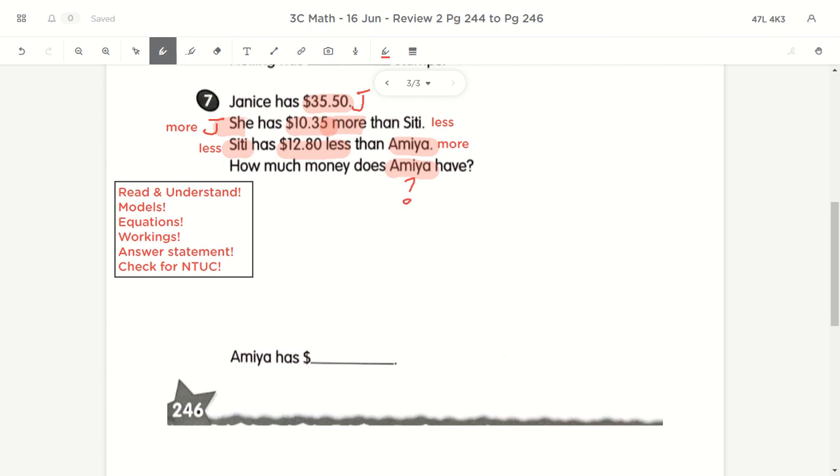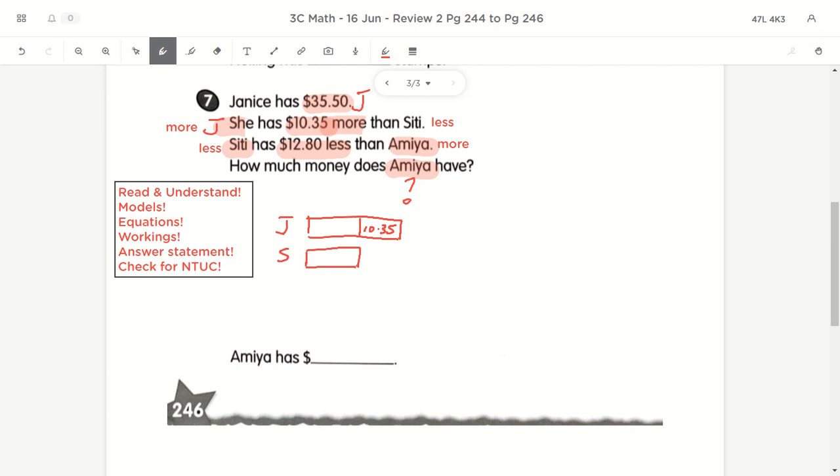Same thing, there are three persons in this story. We do sentence by sentence. Let's do between Janice and Siti. I have Janice, I have Siti. Janice has $35.50 and Janice has more, so Janice is longer. Siti has less, so Siti is shorter. Janice has $10.35 more, so this part is $10.35. So Janice has $10.35 more than Siti, correct?